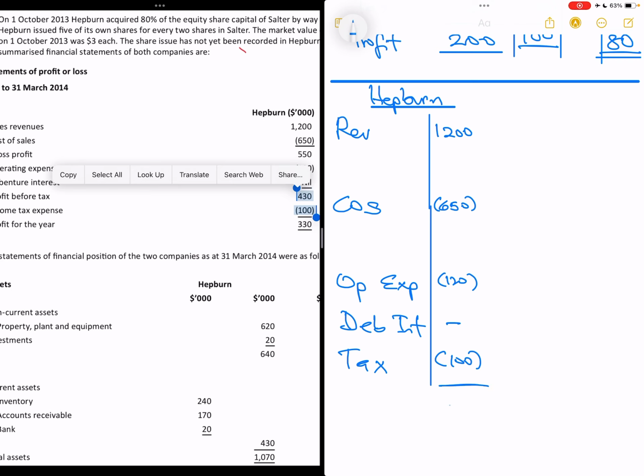So all of that will give a profit for the parent of 1,200 minus 650 minus 120 minus 100, which is 330. So that's the original profit that we have. We don't need to do apportionment. You don't always have to do apportionment for the parent because the parent is the one acquiring, right? So we can go straight to the adjustment for the parent now.